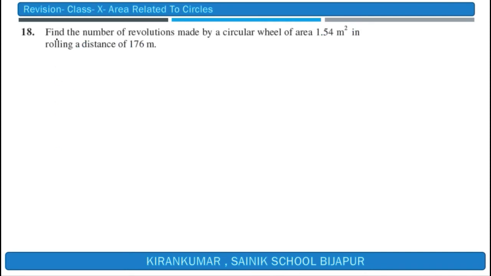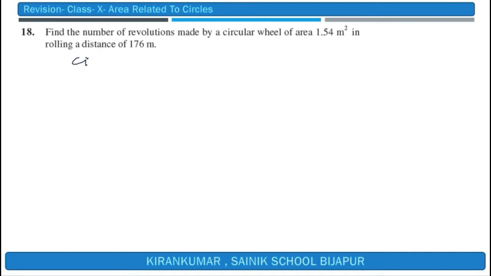Question number 18. Find the number of revolutions made by a circular wheel of area 1.54 meter square in rolling a distance of 176 meters. So the distance covered by the wheel in n number of revolutions will be 2 pi r into n.